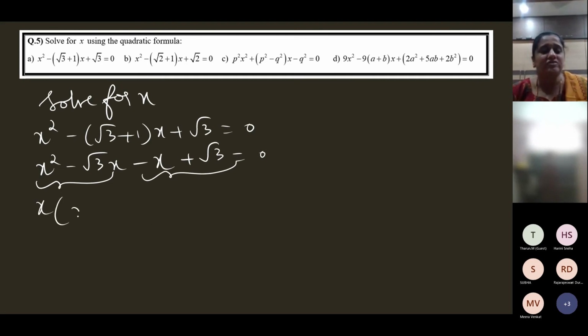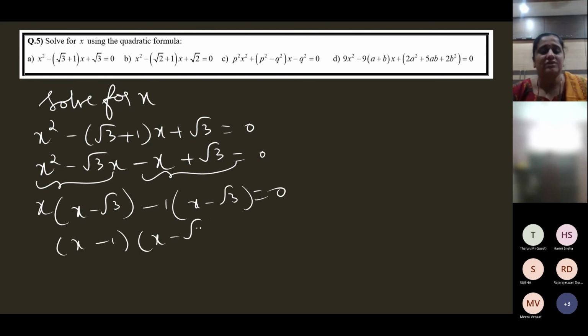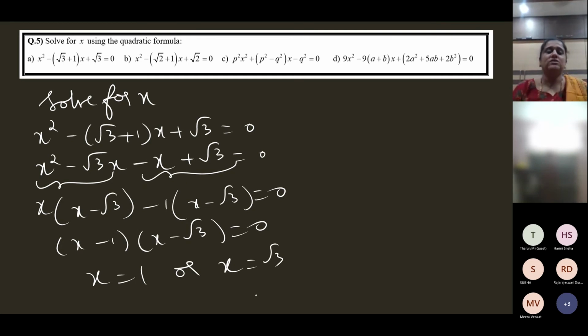x into (x minus root 3) minus 1 into (x minus root 3) is equal to 0. So (x minus 1) into (x minus root 3) is equal to 0. So the 2 values of x are x is equal to 1 or x is equal to root 3. Finished? Yes or no? Take a picture. Yes, ma'am.